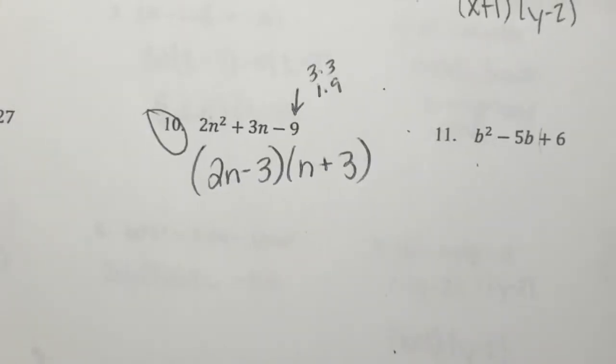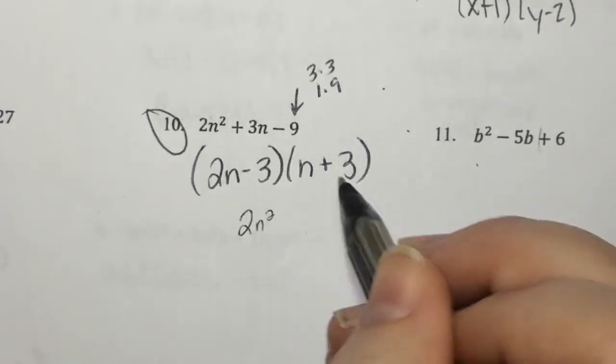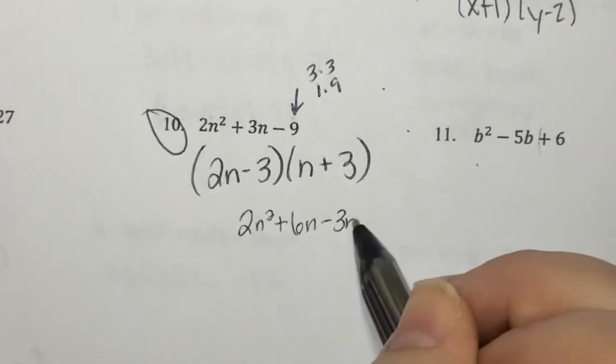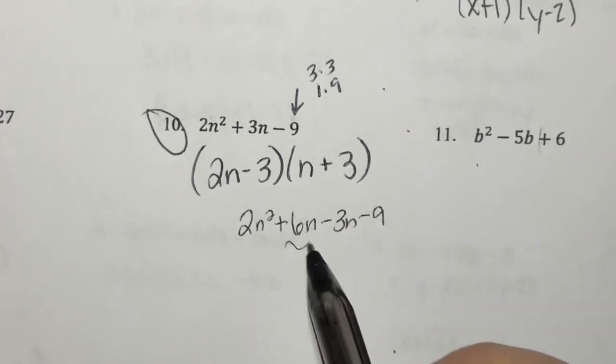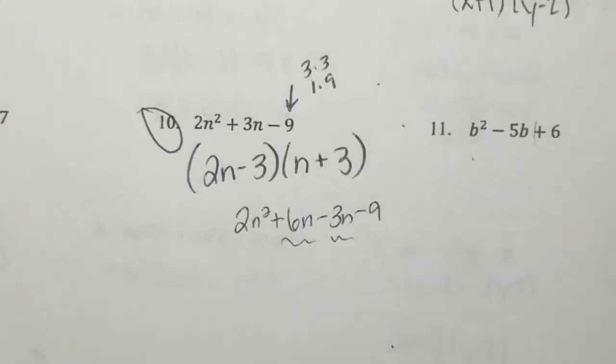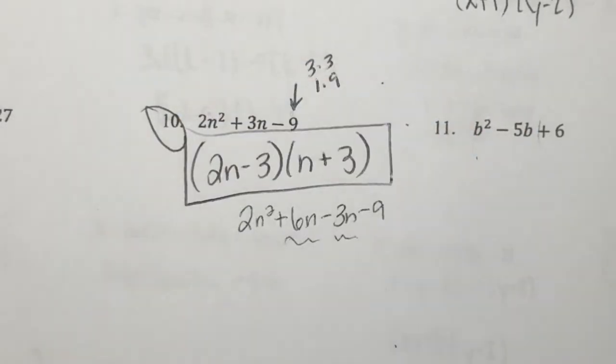There are some other guesses possible. Okay, first, 2n squared, outer, 6n, inner, minus 3n, last, minus 9. You combine those middle 2. You do get plus 3n, so he is correct. So, that's impressive. Normally, when I guess and check, I have to guess twice. That's good.